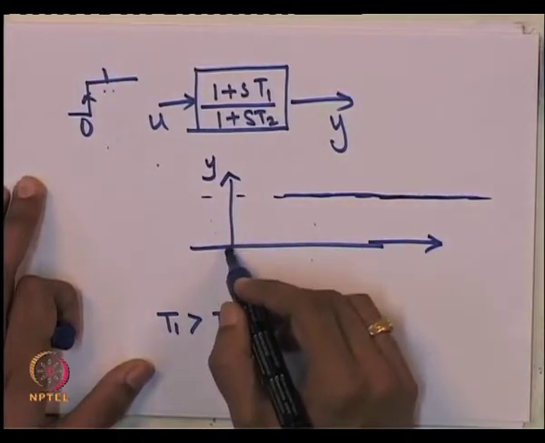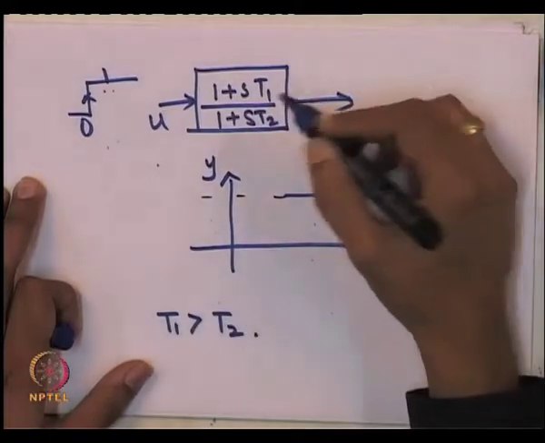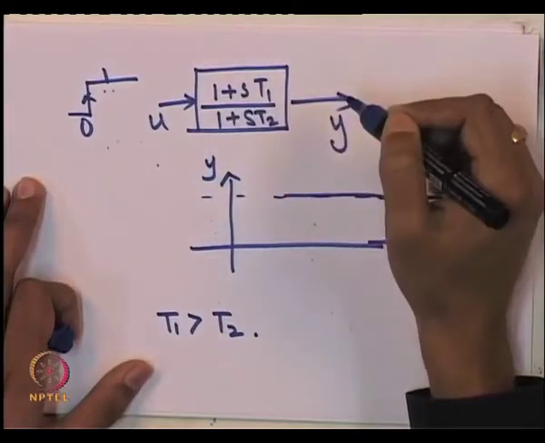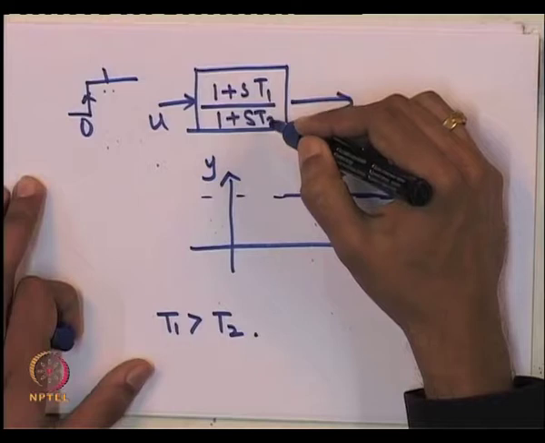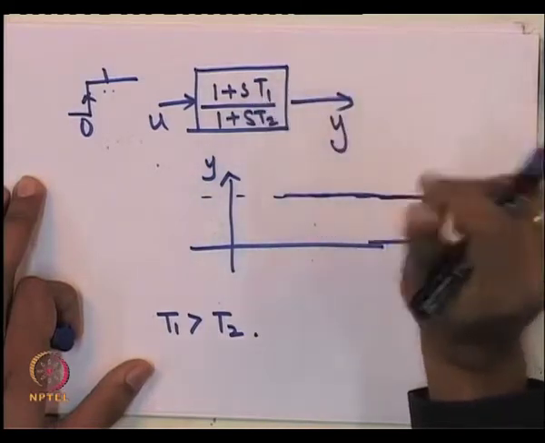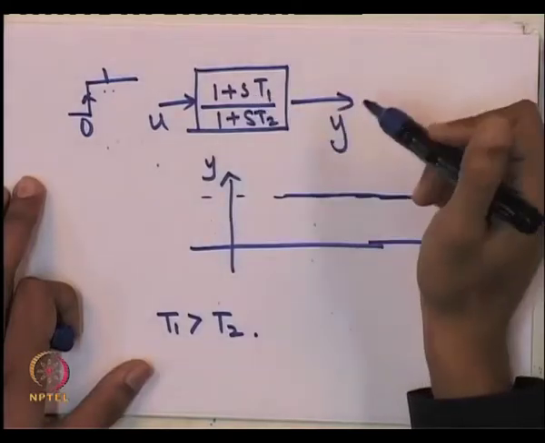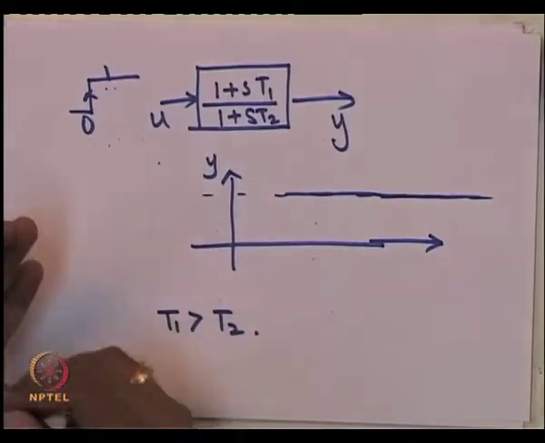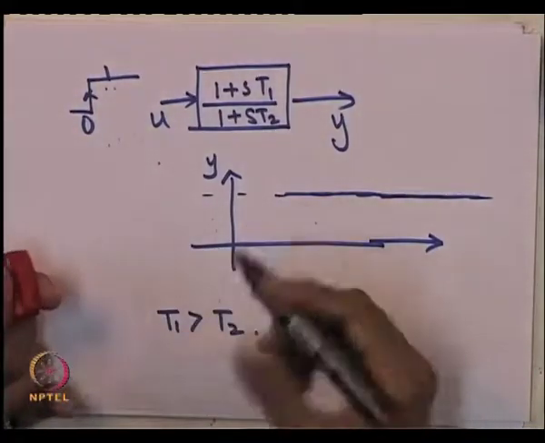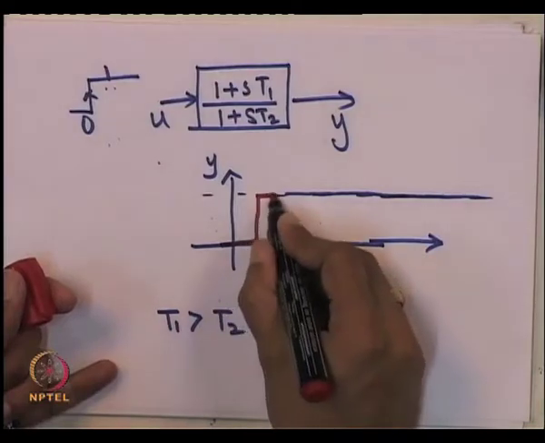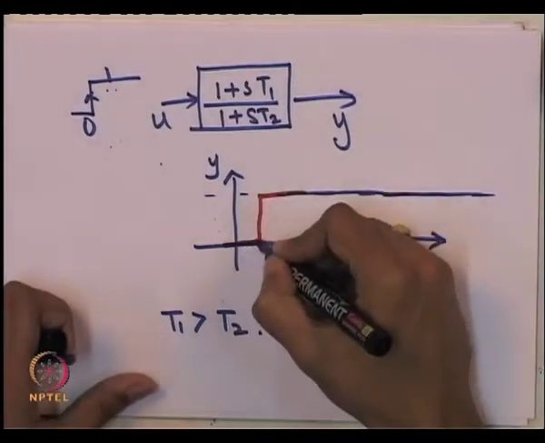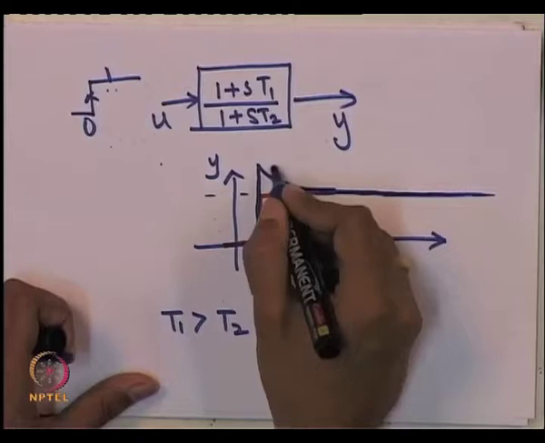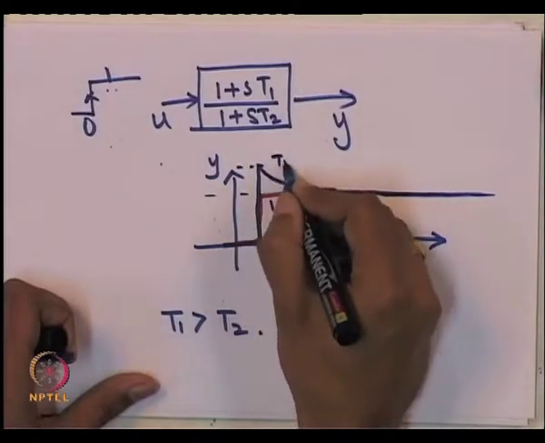This is the steady state value, this is time and this is y. Now, the transient value, if T1 is greater than T2: for high frequencies, which also define the transient gain, if you put s equal to j omega and make omega tend to infinity, you will find that the gain of this is T1 by T2, which is greater than 1. So, what you can expect is, if I give a step input, the output will be like this. So, this is 1, this is T1 by T2.